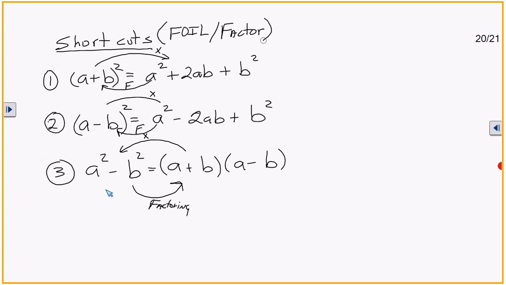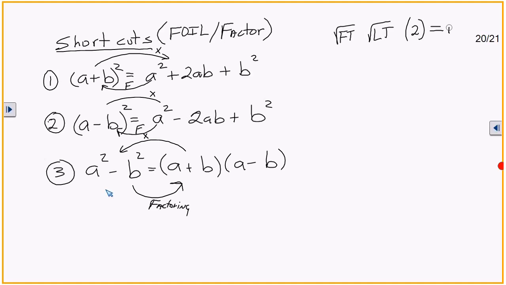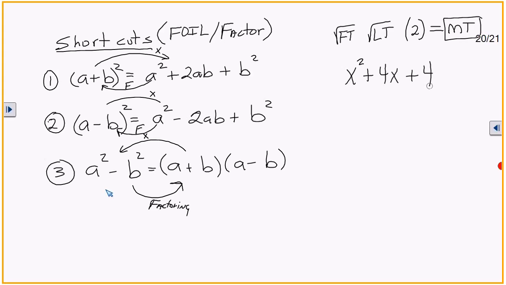How do you check it? Take the square root of the first term. Take the square root of the last term. Multiply it by 2, and if you get the middle term, it is a shortcut. I'll show you an example. x squared plus 4x plus 4. Now it looks like this one right here.